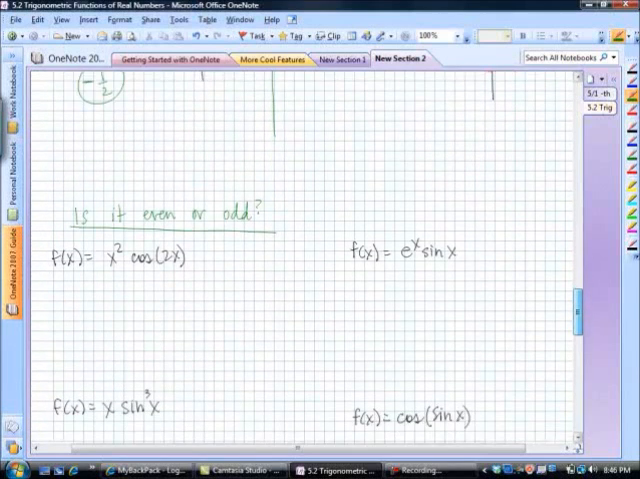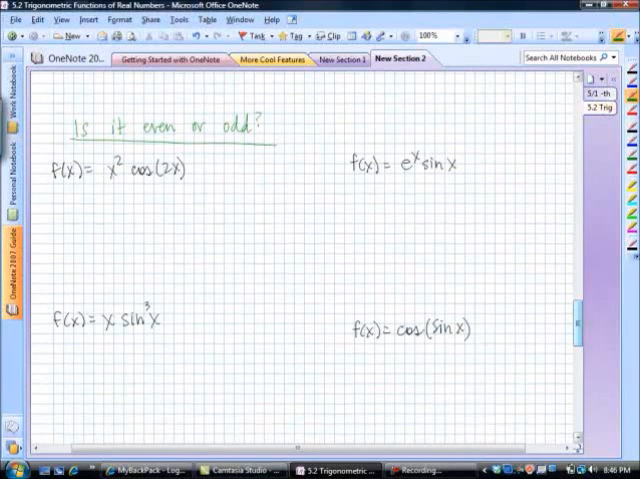Okay, so this brings us to the next section. Is it even or odd? How can you determine if a function is even or odd? Just like we did a chapter or two ago, to determine if a function is even or odd, you replace x with negative x and manipulate the function and see what happens. So let's find f of negative x here.